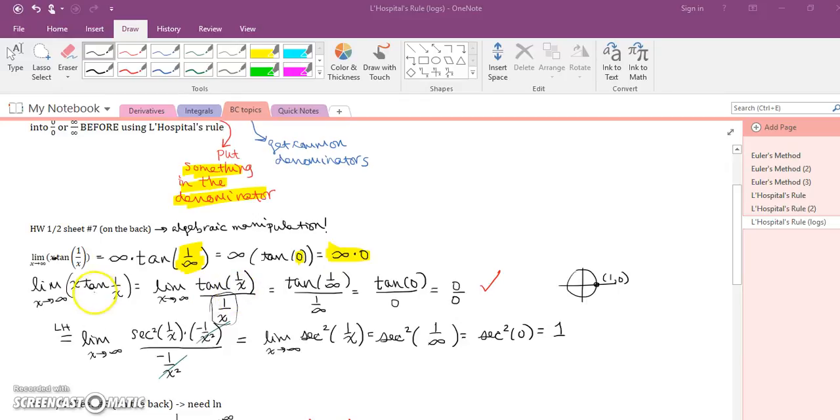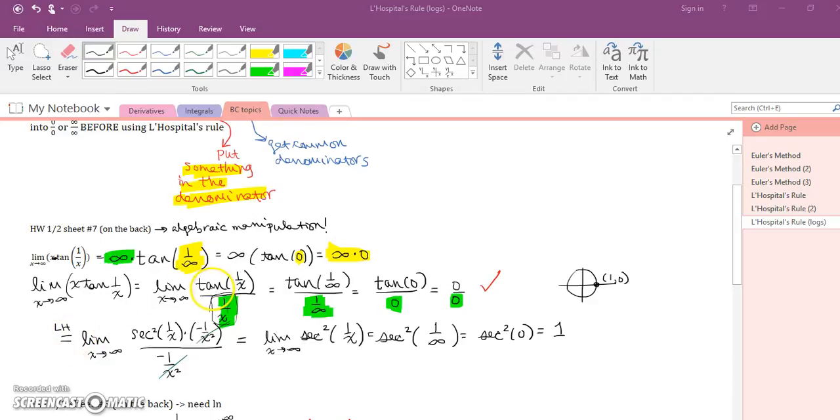Once I flip it, and I have not done L'Hopital yet, I'm just manipulating right now, this becomes tangent of 1 over infinity, which is tangent of 0. Now, instead of this being multiplied by infinity, which it was right here, it's divided by 1 over infinity, which is 0. And now I get that 0 over 0 that I need. Now I can do L'Hopital's rule.